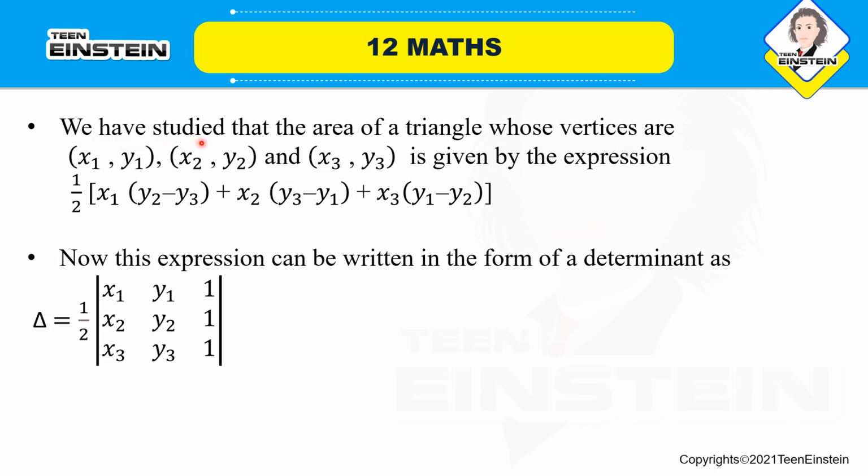In the lower classes, we have studied that the area of a triangle whose vertices are given by x1, y1, x2, y2 and x3, y3 is given by the expression half into x1 into y2 minus y3 plus x2 into y3 minus y1 plus x3 into y1 minus y2. What is the meaning of this statement? The area of a triangle whose vertices are.